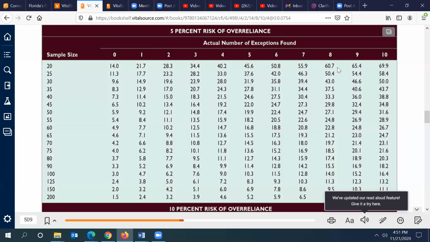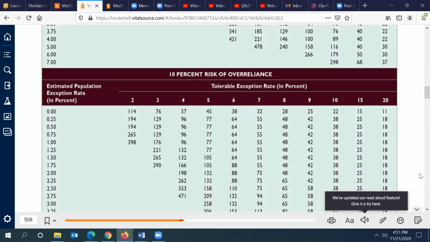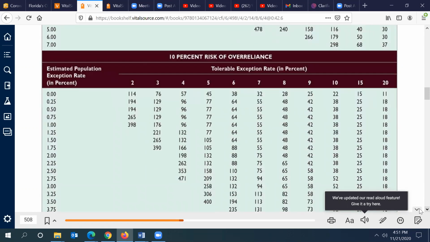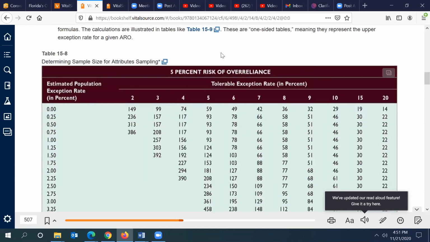Here's the table for sample size right above this that we saw the other day, just to let you know where we got our 93. It is up here in this first table, 15.8. That 93, I told you to trust me on, I'll show you where it is, just to convince you.